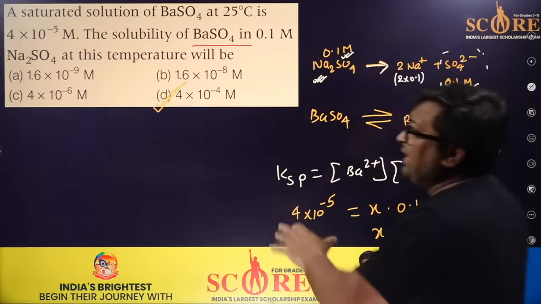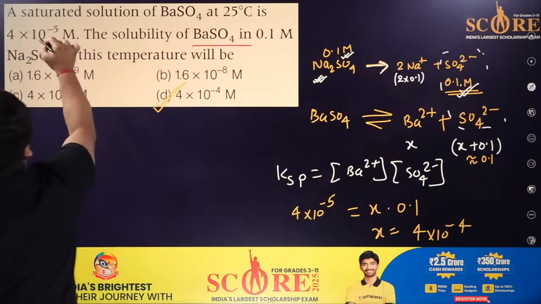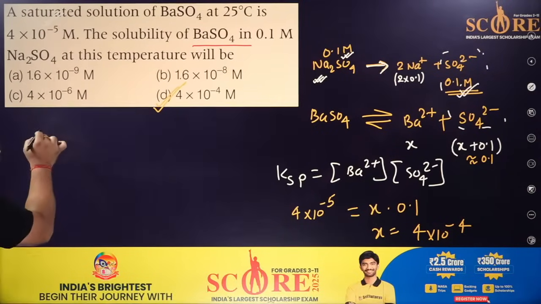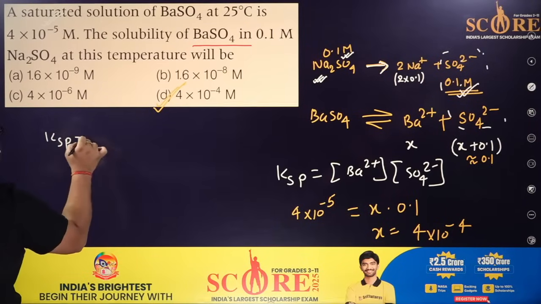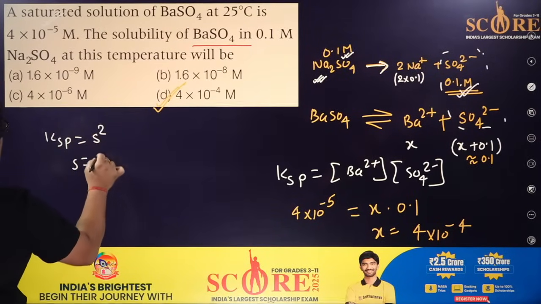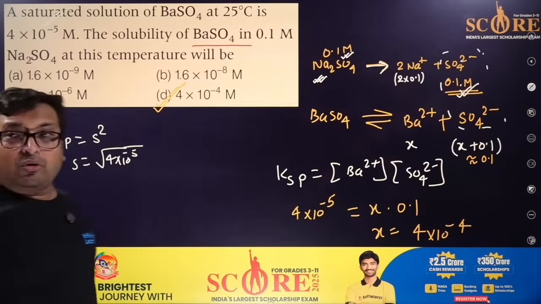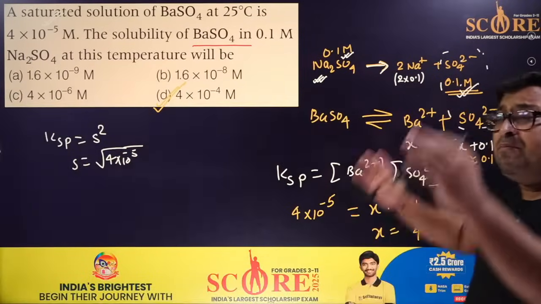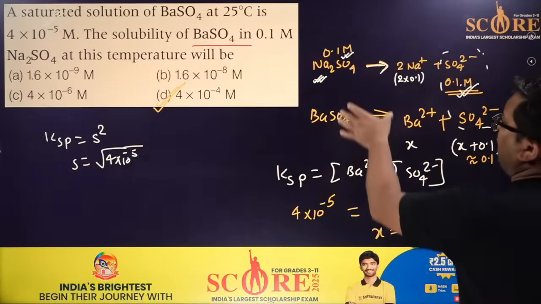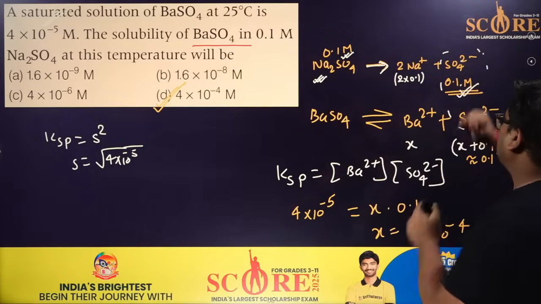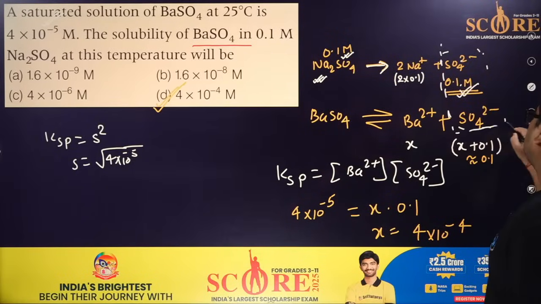If there is only barium sulfate in water, its Ksp will become S squared, so S is equal to 4 into 10 to the power minus 5. This should be the answer. But now, in the same container, this salt is added. So now this is the common ion effect, everyone.